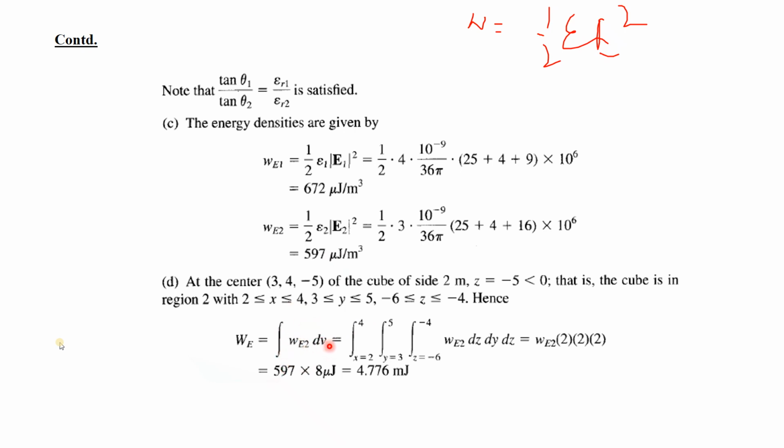Okay, so we have to find the volume integral. Taking the volume integral, we put in the values and evaluate, and you will get the energy, which is 4.776 millijoule. Why these values? The value of x is from 2 to 4, y from 3 to 5, and z from -6 to -4.